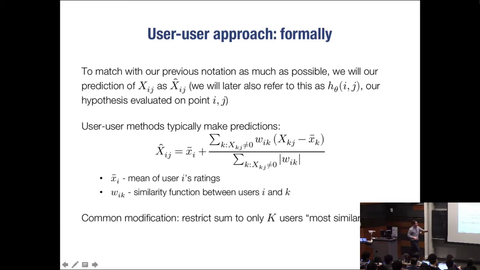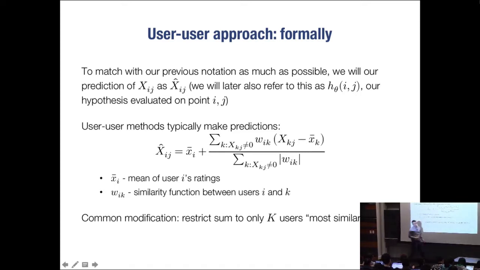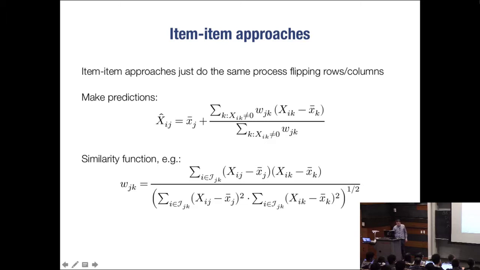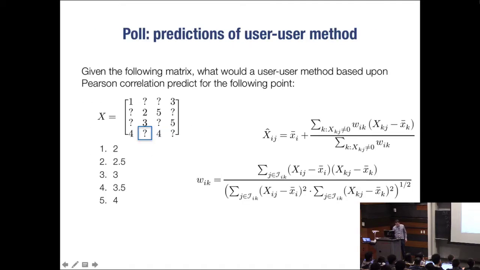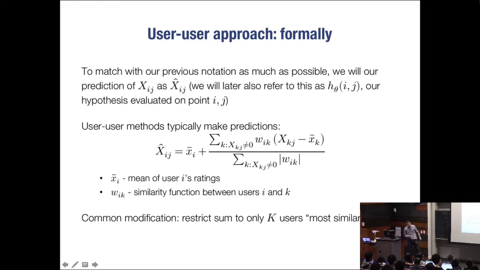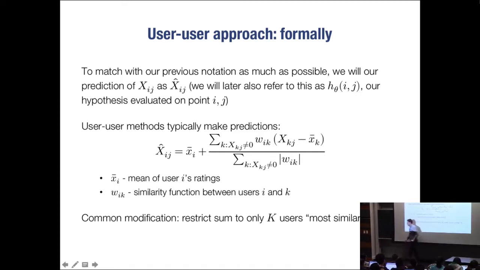Sorry, for basically users similar to me, how have they rated this item before? For the user-to-user approaches, now I'm going to sum over all other users. Sorry, I said that wrong. Here I'm summing over users. So for all other users, and this item, how have they rated that item?